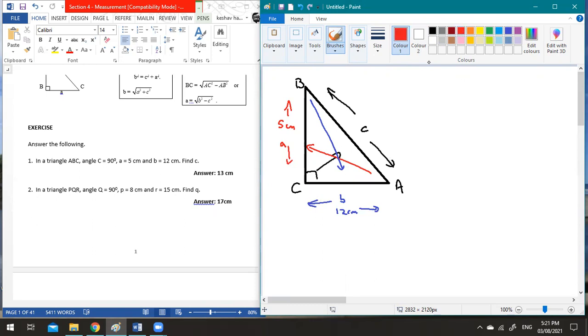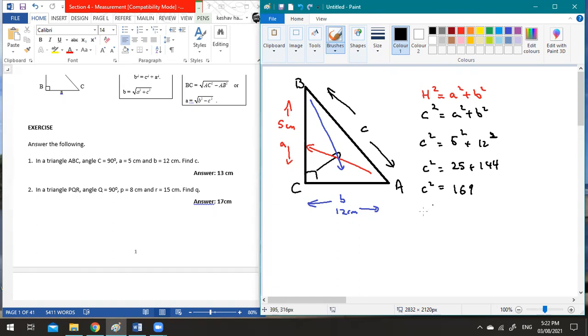Again, the formula is hypotenuse squared is equal to the sum of the other two sides squared. In this case, instead of putting H, we could put C. So C squared is equal to A squared plus B squared. And we could start filling it out. A squared is 5 squared, B squared is 12 squared. So C squared is equal to 25 add 144.